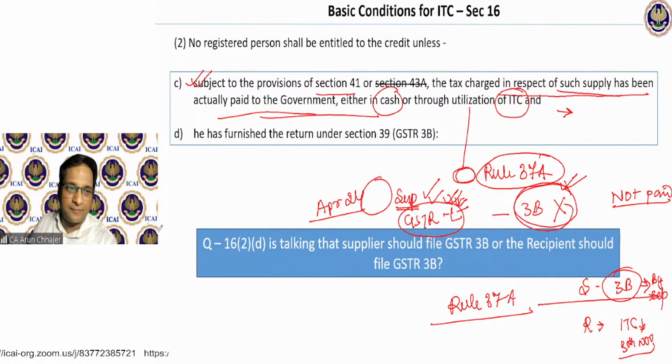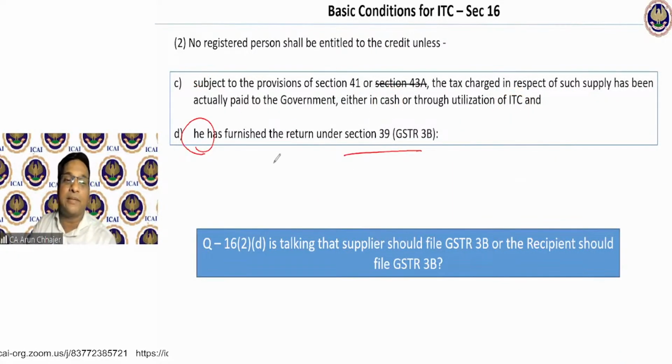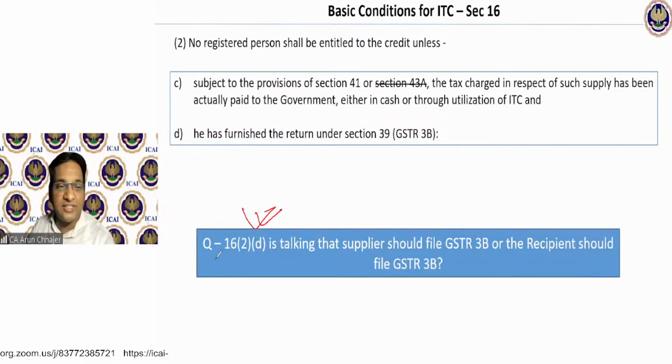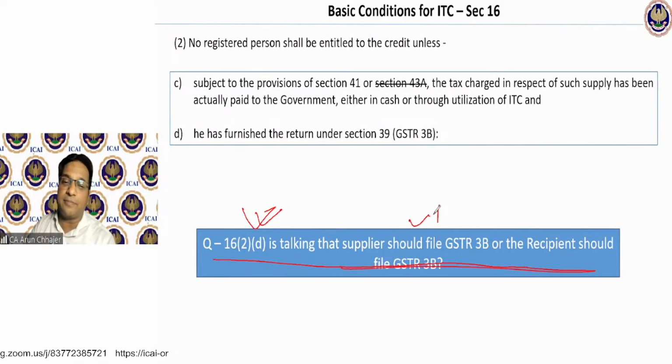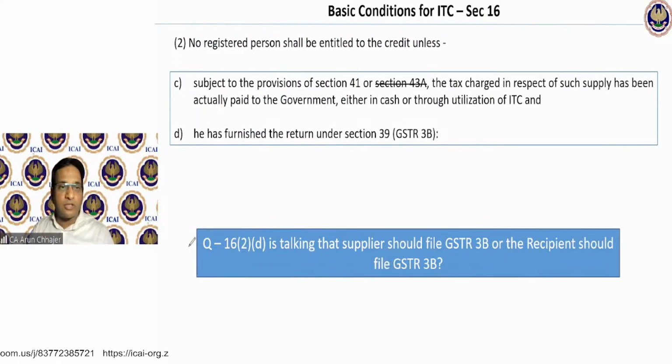Okay. And the next condition, he has furnished the GSTR 3B, he means recipient. So this is the question which I asked at the initial stage, whether it is talking about the supplier 3B or recipient 3B. The answer is recipient 3B. Any doubt you may ask? Any doubt with respect to the sixth condition which we have talked about?